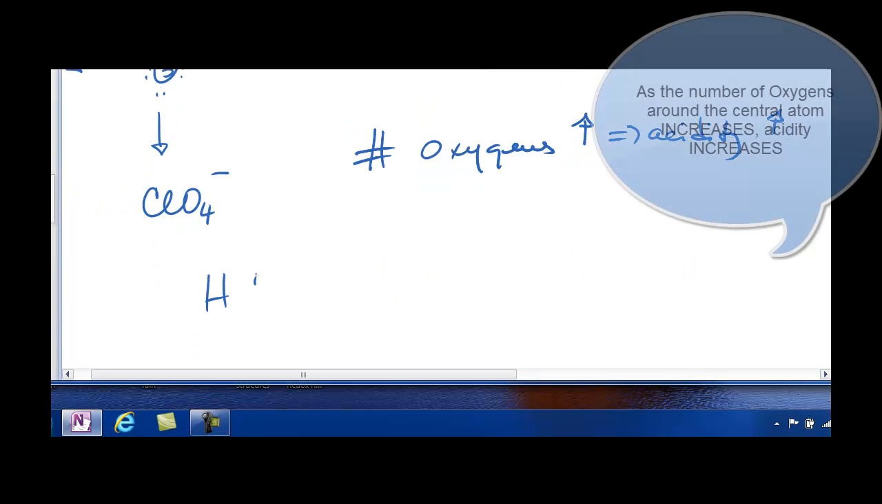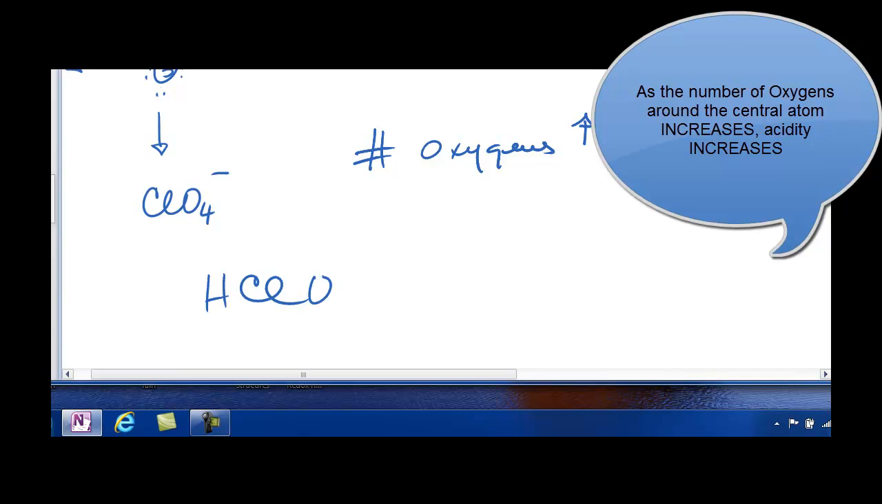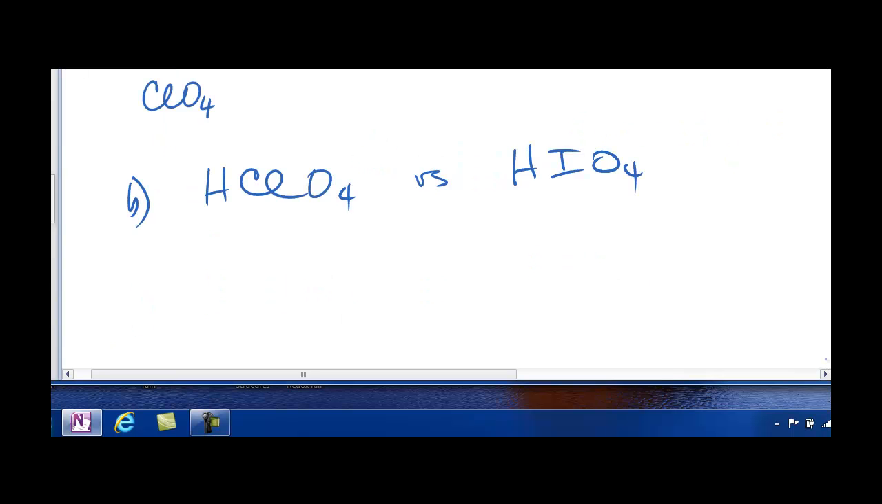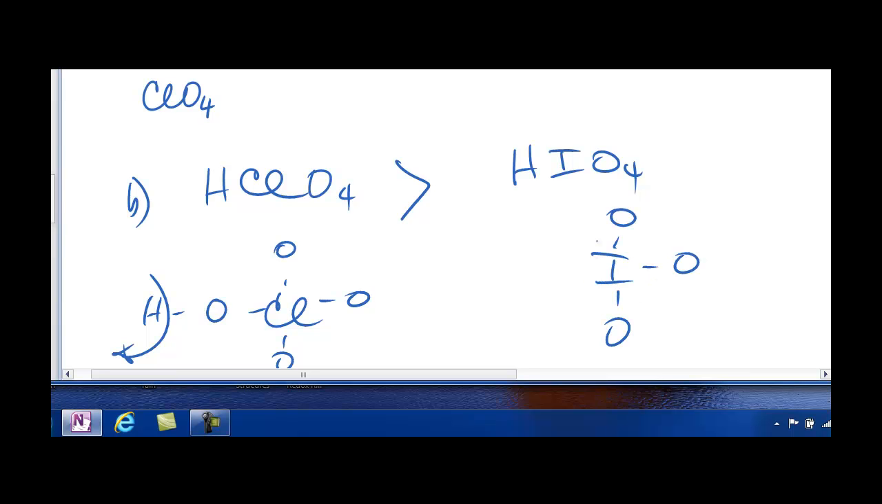Now let's say I have another series. I have HClO4 versus HIO4. They both have all four oxygens around the central atom. And I ask you, of these two, second example, which one is stronger? What do you think? HClO4, why? Because chlorine is more electronegative than iodine. And this hydrogen is going to be released, donated so much faster, so chlorine can have its electrons, than if you have an element that is not as hungry.